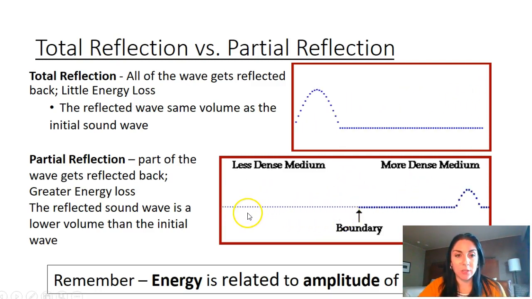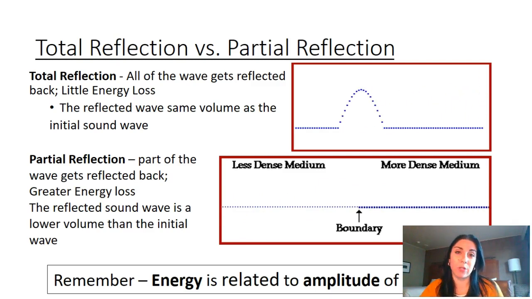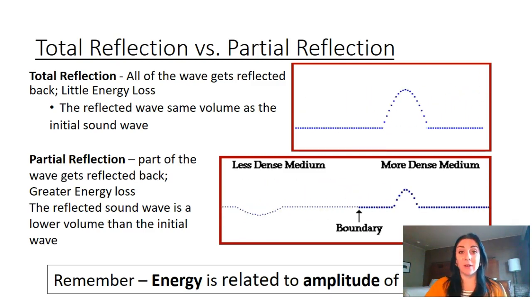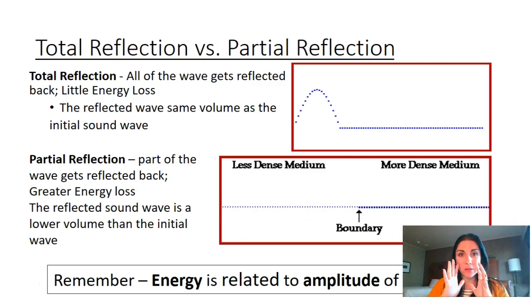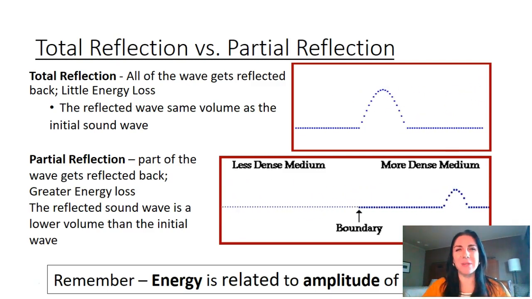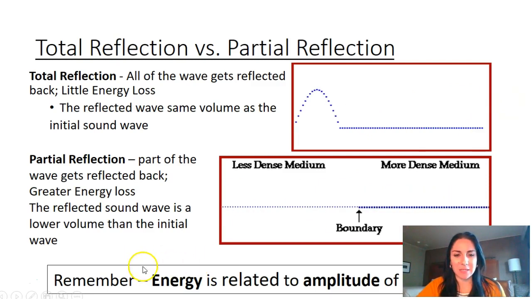Partial reflection is only a part of it comes back. But when it relates to sound, just to be repetitive, we're talking about lower volume. This is the majority of what echoes sound like. You hear it as echo, echo, echo, echo, right? They get weaker and weaker as they go. So that's a partial reflection. And yes, remember, energy is related to the amplitude of the wave.